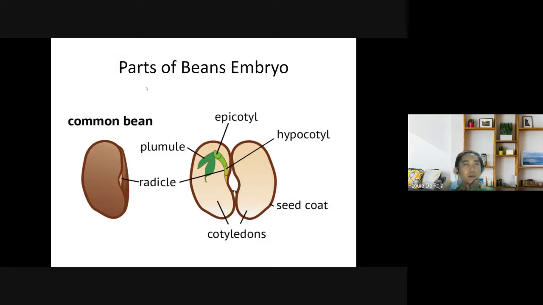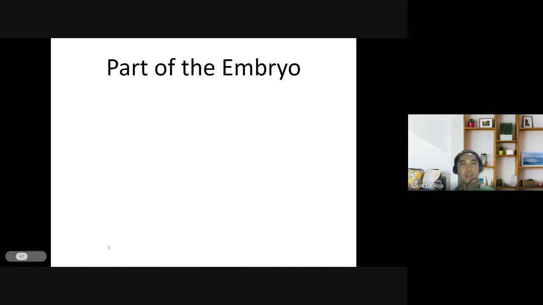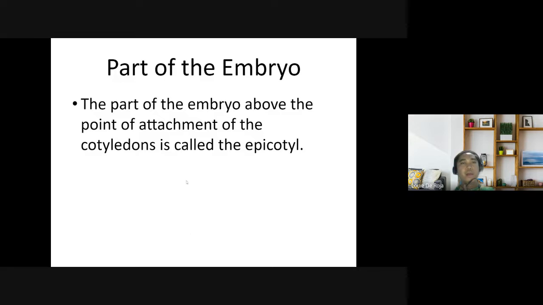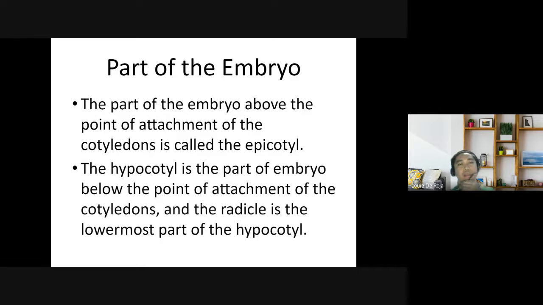So these are the parts of a bean embryo. This is the epicotyl. This is the plumule, hypocotyl. Okay, this is the radicle. These are the cotyledons and seed coats. The part of the embryo above the point of attachment of the cotyledons is called the epicotyl. The hypocotyl is the part of the embryo below the point of attachment of the cotyledons, and the radicle is the lowermost part of the hypocotyl.